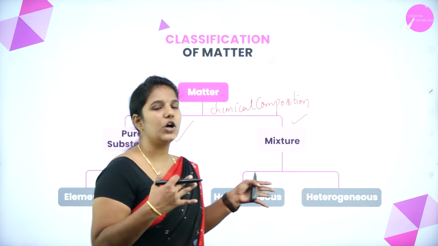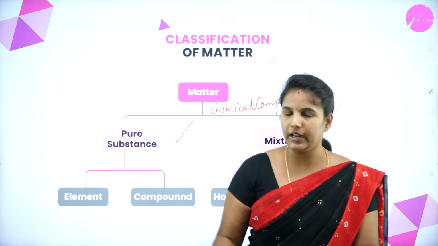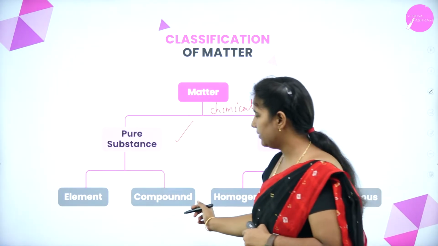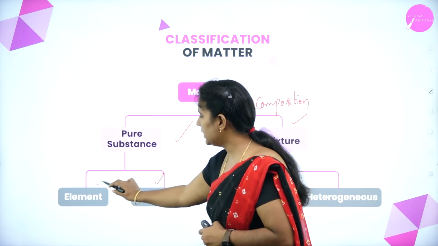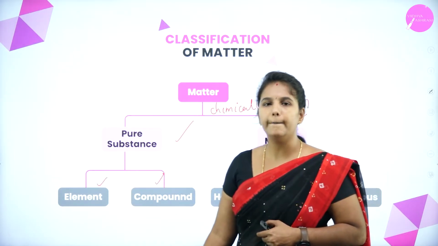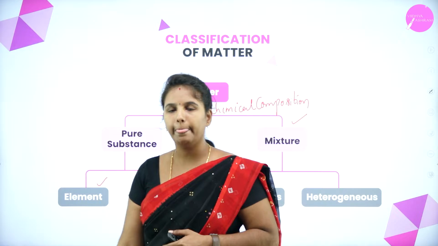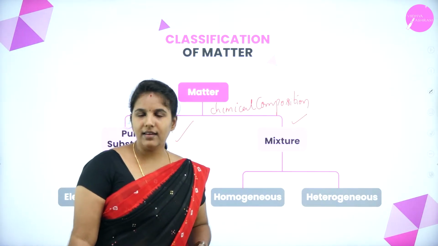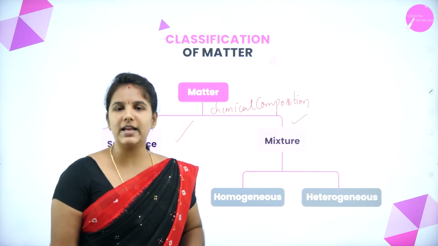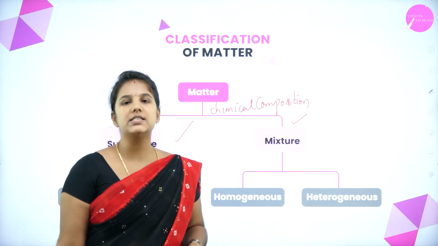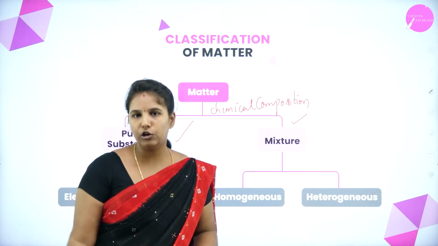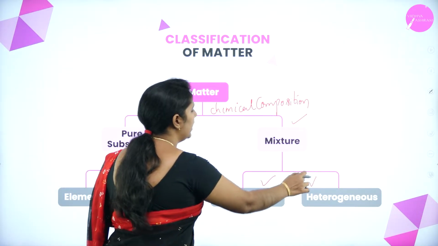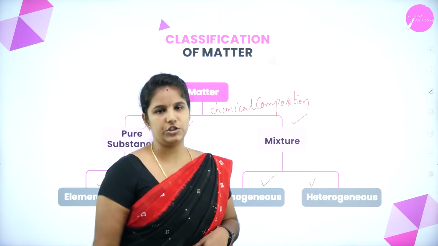Again, these pure substances will be broadly classified into two types. The first one is the element and the second one is the compound. These are the sub-branches of pure substances. Coming to the mixtures, again, these mixtures will be broadly classified into homogeneous mixtures and heterogeneous mixtures.